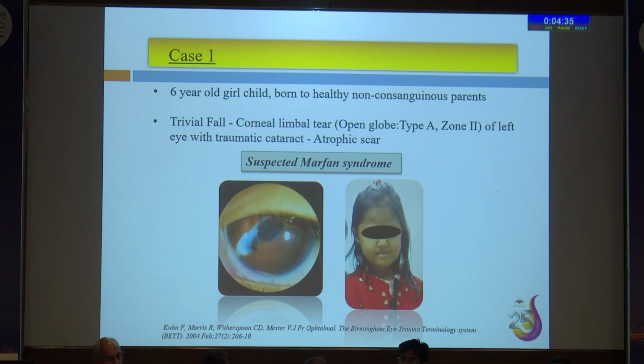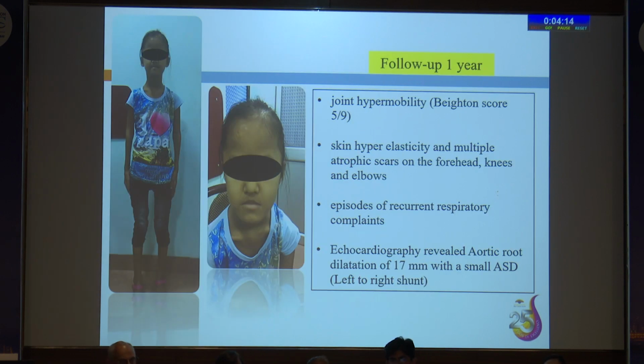So this is a 6-year-old girl who was born to healthy, non-consanguineous parents, and she suffered from a corneal limbal tear only after a trivial fall. On repair of this patient, we found an atrophic scar in the limbal area, and she was suspected of having Marfan syndrome, but her general examination did not point towards Marfan syndrome. At 1 year follow-up, you can see that the Beighton score increased to 5 out of 9. There was skin hyperelasticity and episodes of recurrent respiratory complaints.